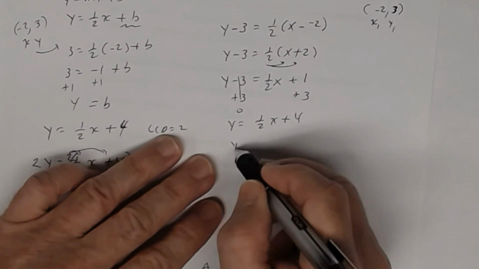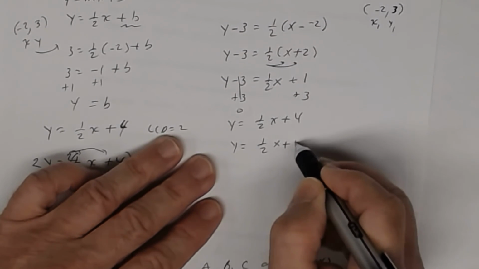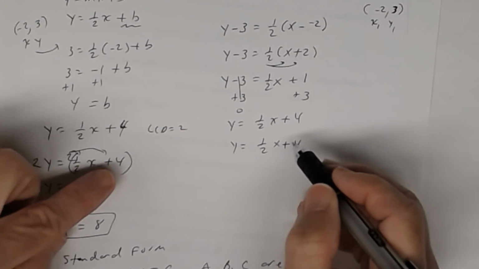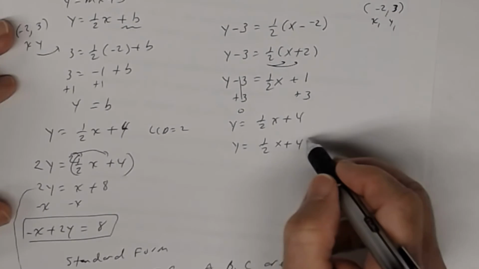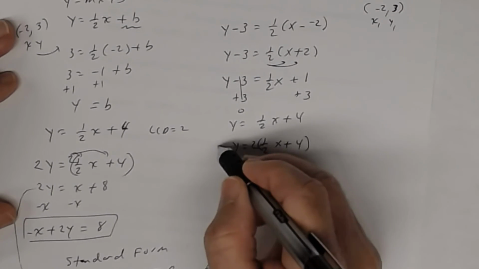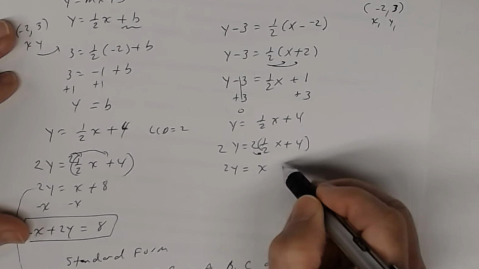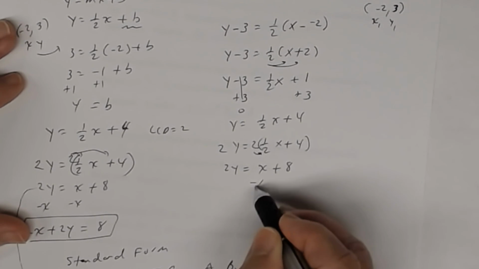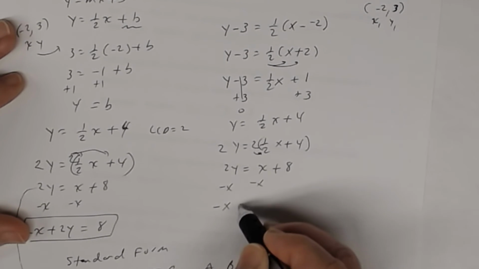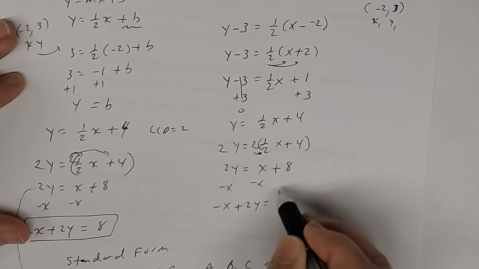So let's go ahead and multiply both sides by 2. It's the same approach now from here. The rest of this is the same as this. So you'd have said times 2, times 2. So 2y equals, distributing, 2 times 1/2 x is x, and then 2 times 4 is 8. And then subtract x from both sides. I get negative x plus 2y equals a positive 8.